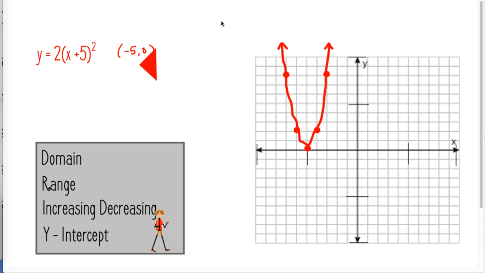Notice the stretch is 2, so I went over 1, up 2. Then I'm going to go over 1, up 2 times 3, which is 6. 1, 2, 3, 4, 5, 6.